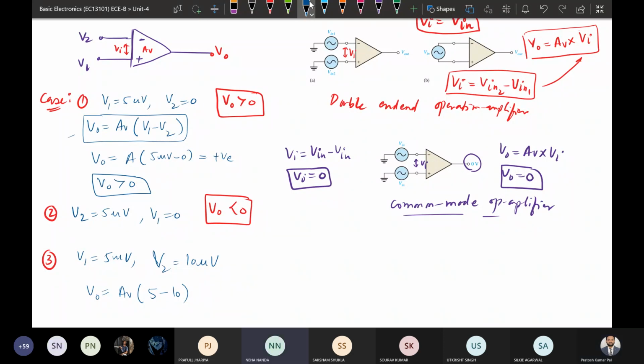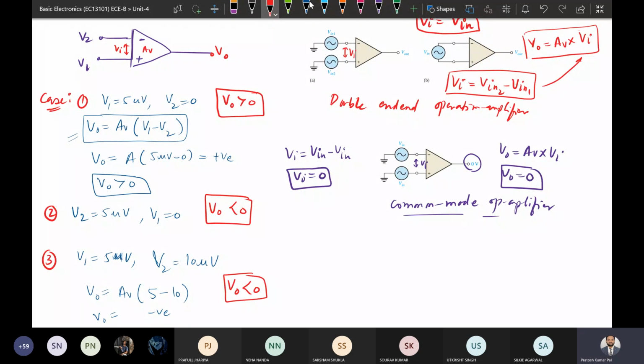Sorry, sir, I thought it was millivolt, 5 millivolts. Okay, that is micro, not milli. So it will be 5 minus 10, which is negative. Overall, the V output will be a negative voltage. So V output is negative means V output should be less than 0. This will be the condition.